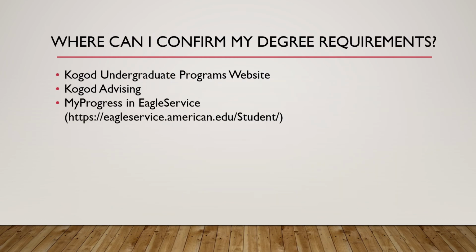Kogod Advising expects students to have some familiarity with their degree requirements, and so while we know it's a lot of information, we want you to know where to look to find those details. First, if you simply search online for your major requirements, those can be found via our Kogod Undergraduate Programs website, which links to the American University Catalog. In the catalog, it has all of your major requirements listed by the year that you came to AU. Additionally, you're always welcome to ask Kogod Advising any questions you may have.